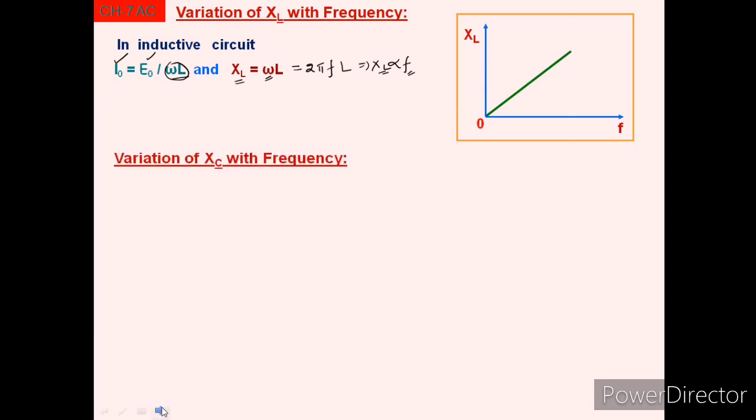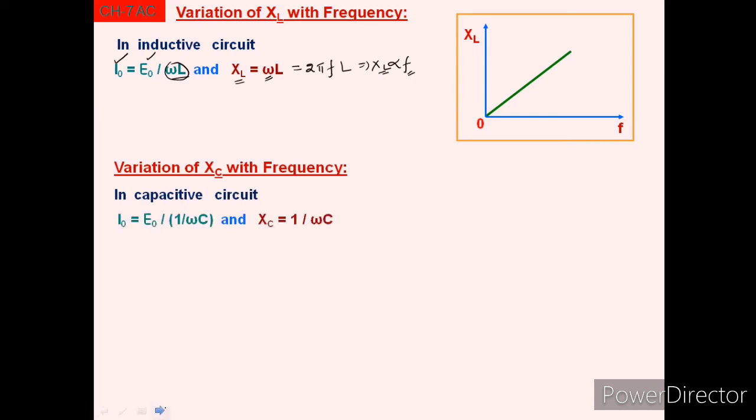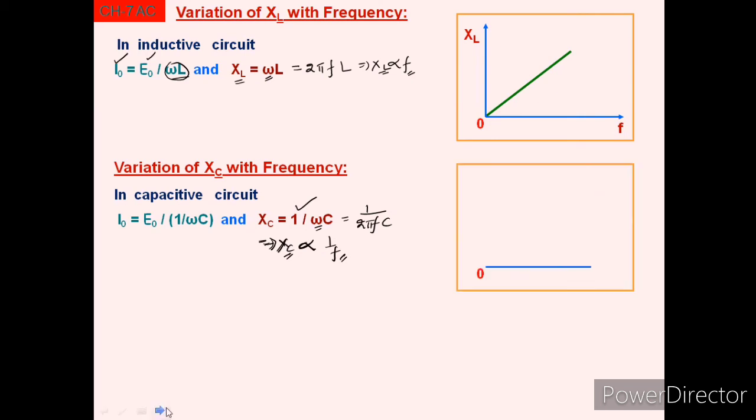Okay. Similarly, when you plot the variation of capacitive reactance with frequency, we know Xc is equal to 1 by omega C. This can be further written as 1 divided by 2 pi f C, or this implies Xc is inversely proportional to f. So when you plot the graph between frequency of AC and capacitive reactance, the graph will be a curved line as it is shown in the figure.